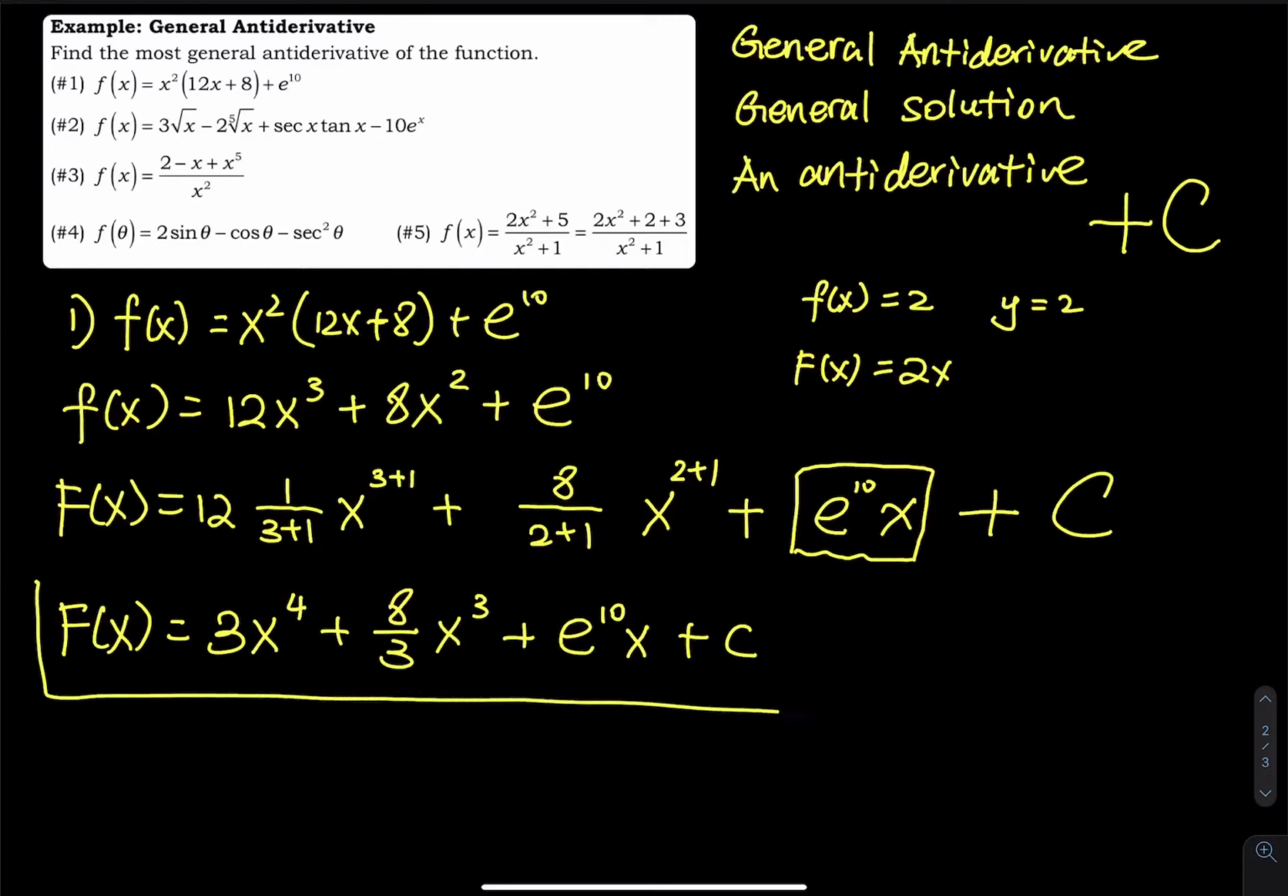How do I know this is right? All you have to do is take the derivative. So you bring the 4 down, 4 minus 1. I'm sure you can see what the answer is. And then you bring the 3 down, 3 minus 1. And then you have an e to the 10. The derivative of c is just equal to 0. All right, and then moving on to number 2.